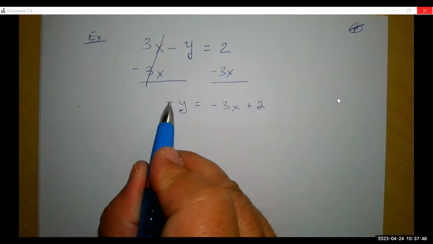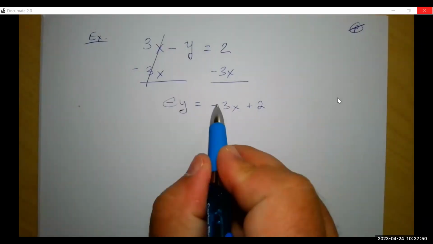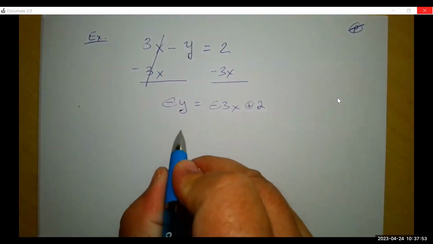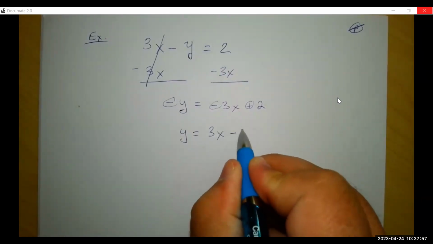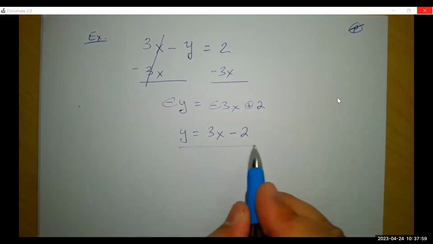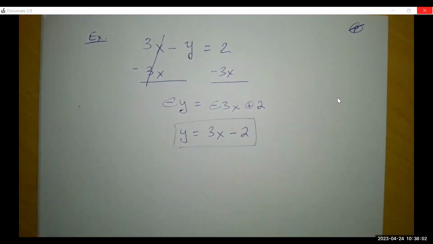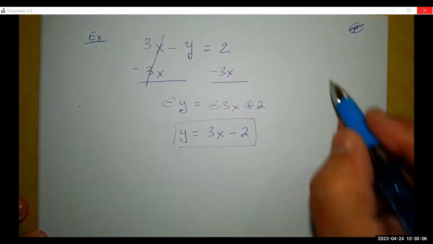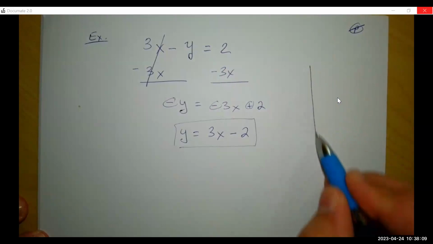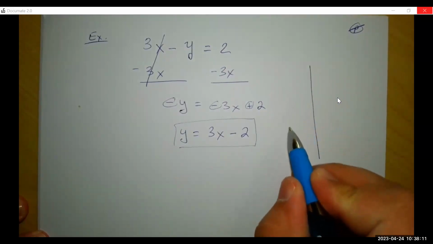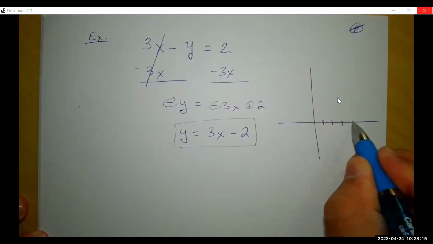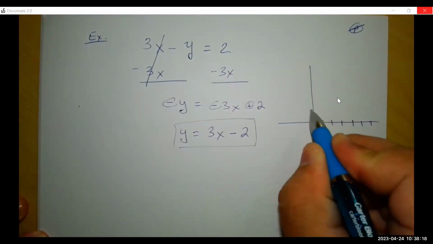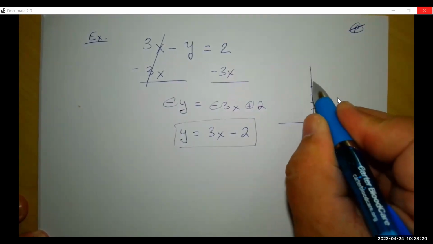Okay, is y by itself? No, it's got a negative in front of it. Change the signs across the board. So negative 3x becomes positive 3x, positive 2 becomes negative 2. So this is your equation you're going to deal with.